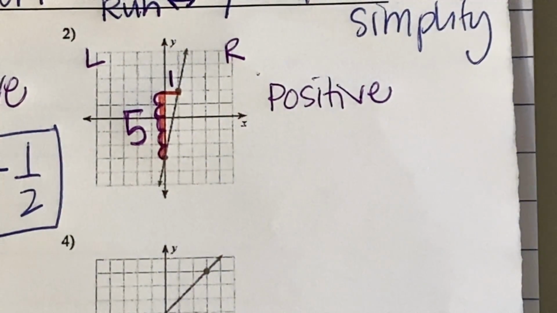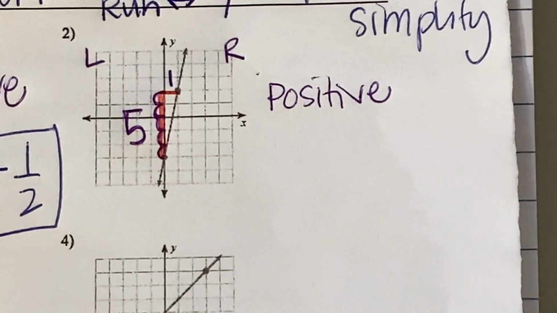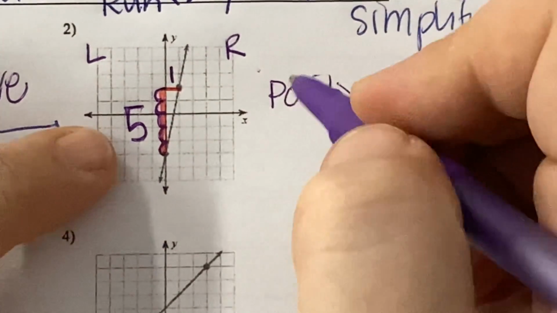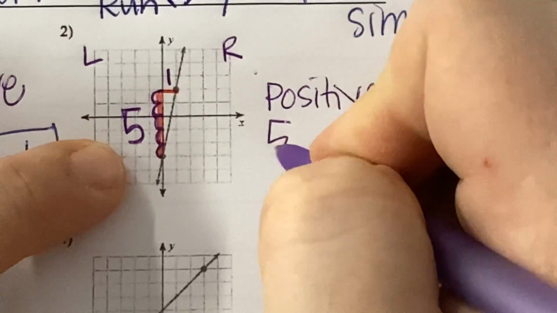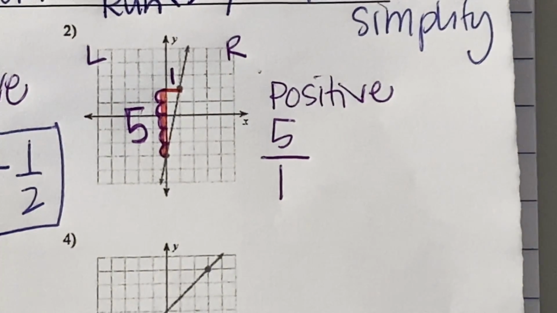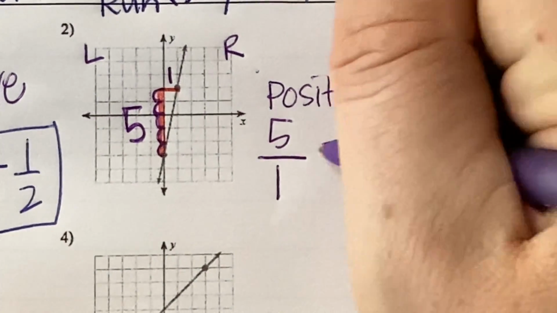Slope is rise over run. Rise over run. How many do you go over? Or how many do you go up? Up. 5 over 1. Type it in your calculator. Boom, boom, boom. What do you get? 5.